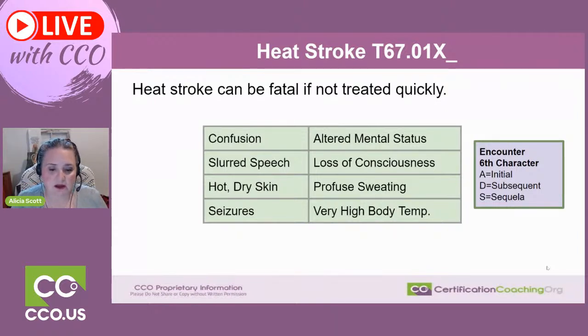The T67.01X, X is part of the code. It is not a placeholder. That is allowing for the code to be expanded because we want to use a seventh character, not a sixth. That's initial encounter, subsequent, or sequela. That's built into T codes.